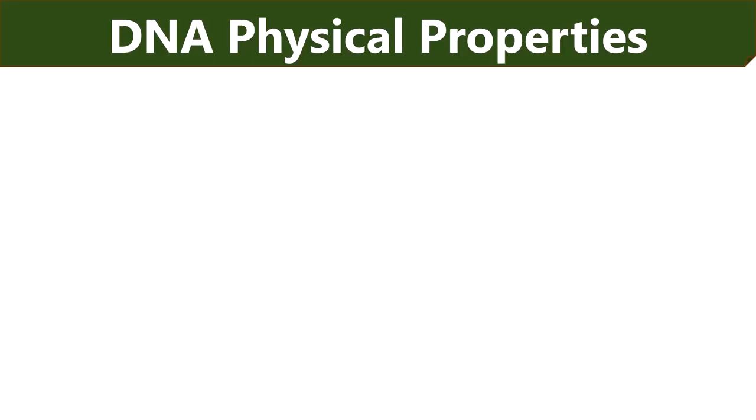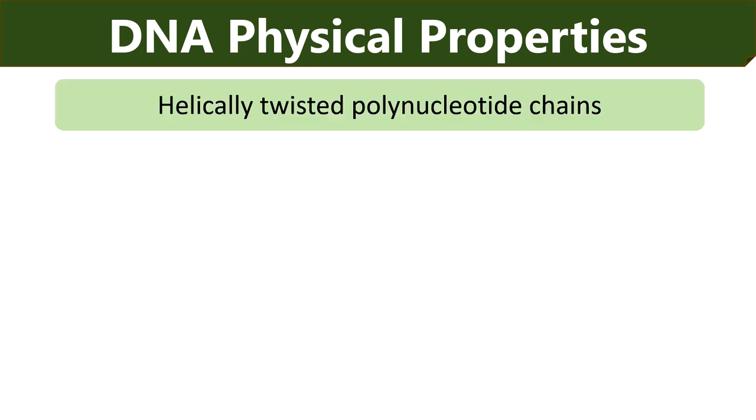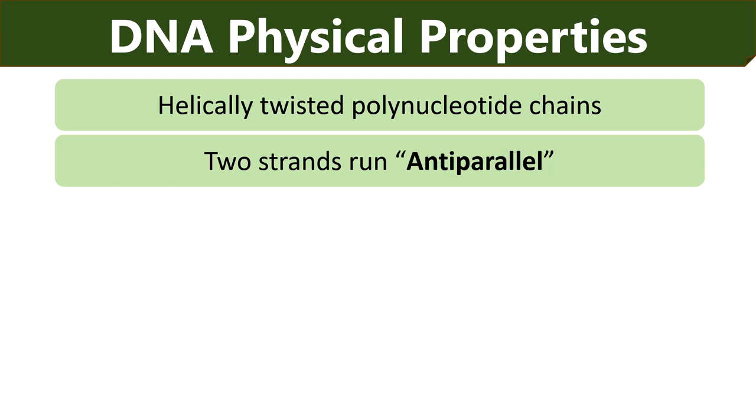Friends, let us discuss the physical properties of the DNA. DNA exists as a double-stranded helix in which the two polynucleotide chains are helically twisted. The coiling of DNA is in a right-handed or clockwise direction, and both the strands of DNA run anti-parallel, or in opposite directions, one in a 5' to 3' direction and the other in a 3' to 5' direction.